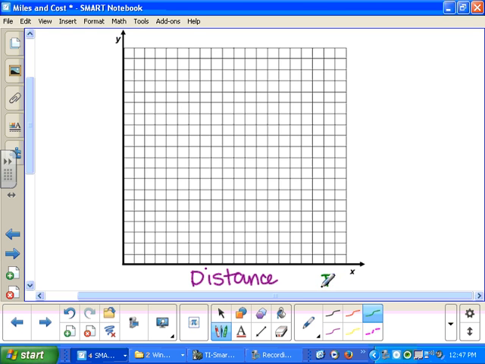And right up beside it, independent. You're going to see that over and over and over. I want you to see that all the time. X is independent. Distance is what comes first. How much it costs depends on your distance. So cost is dependent.